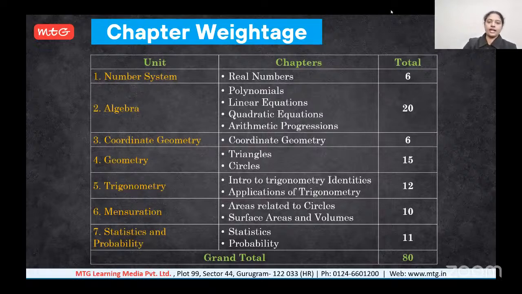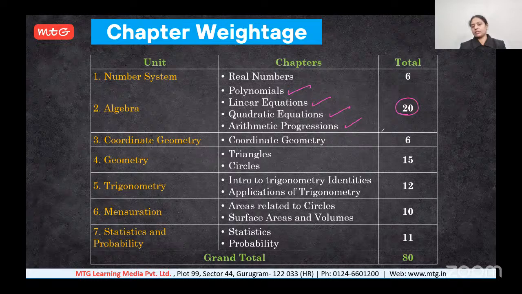So here you can see that this chapter is into the category of algebra. In algebra, you have 4 parts: polynomials, linear equations, quadratic equations, and arithmetic progression, which gives a complete weightage of 20 marks. So on an average, we can consider the weightage of this chapter to be 5 to 6 marks. Okay, so this is going to be the weightage of this chapter.